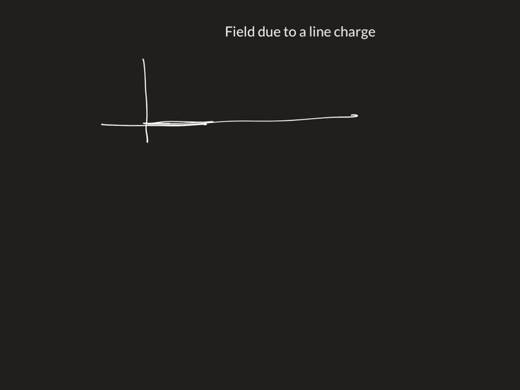We have a rod. On this rod, there is a charge Q, length of the rod is L, and there is a point P here. Somebody asked me to find out the field at P due to the rod.